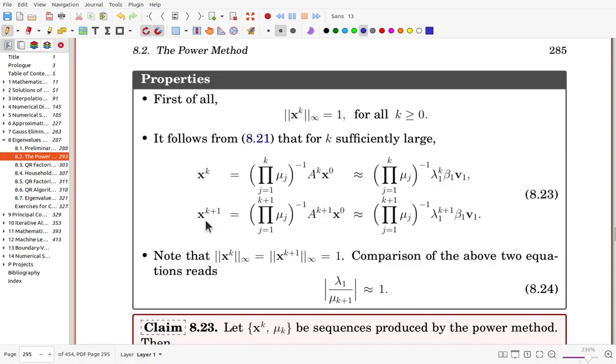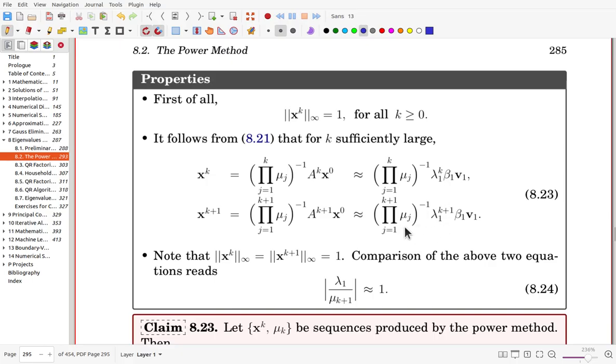For xk plus 1, similarly, we reach this one. Now, we know that for every k, so the k or k plus 1, this has magnitude 1 in the infinity norm. So that right side over there must have magnitude 1. Now, we compare these two terms.